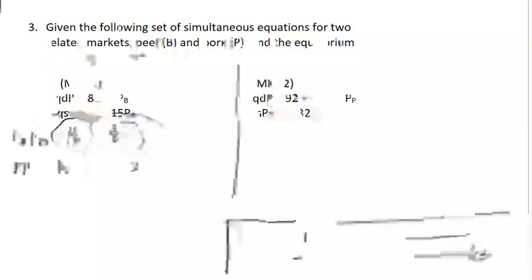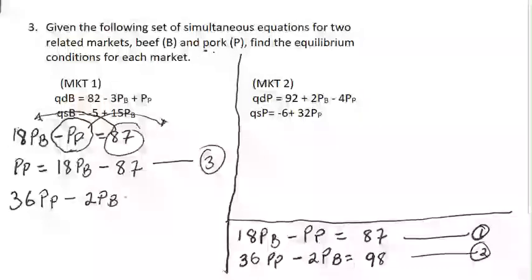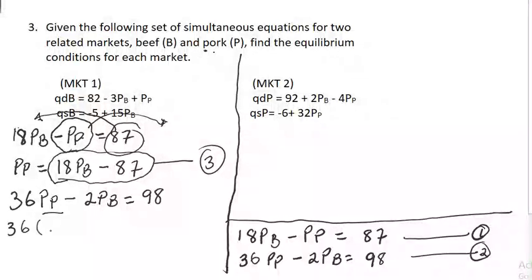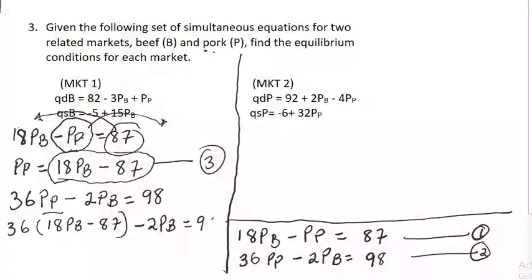From equation 2 now, we have 36. Okay, I can let this be equation 3. 36 pp minus 2 pb equals 98. So I'm going to replace this pp with pp equals this, so I'll replace it with this equation. Okay, so we'll have 36 bracket 18 pb minus 87. I've replaced this pp now. Now minus is my 2pb, 2pb equals 98.